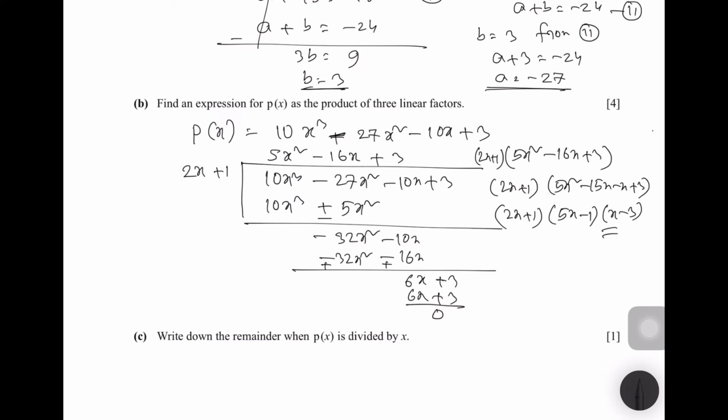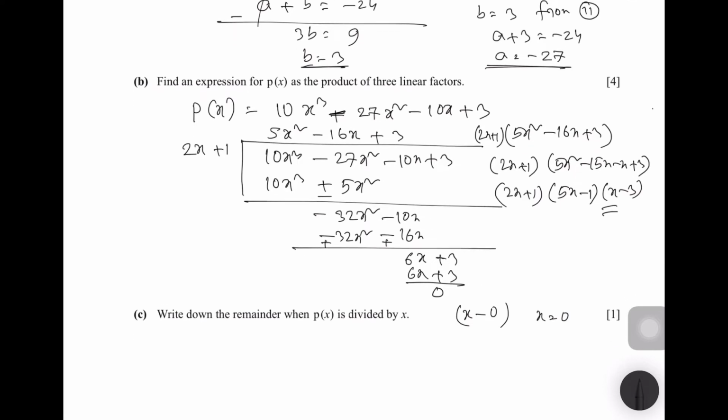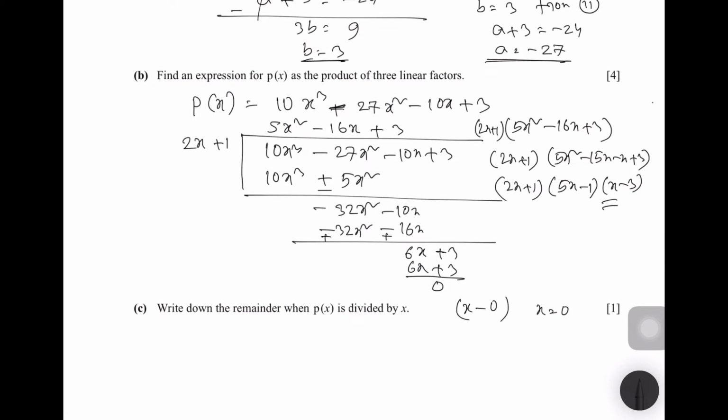Now write down the remainder when p(x) is divided by x. X means we can consider this is x minus 0, so that means x equals 0. So let me place x by 0. This is very easy maths, just it's a bit tricky. 10 times 0 cube minus 27 times 0 square minus 10 times 0 plus 3. So if you simplify that, it will be 3.